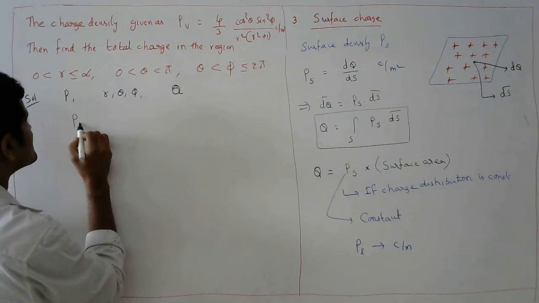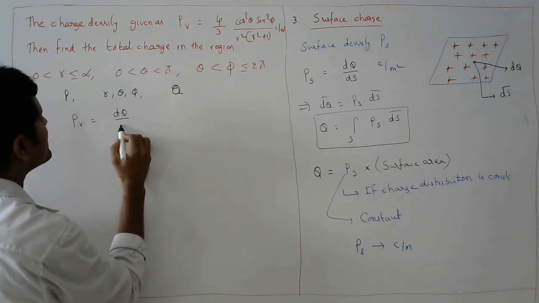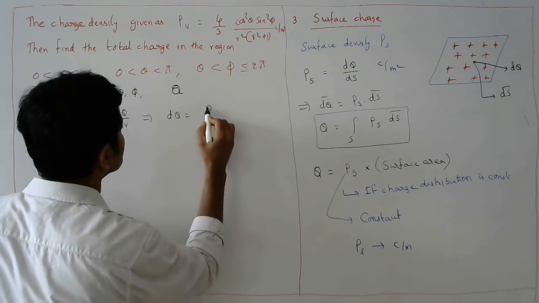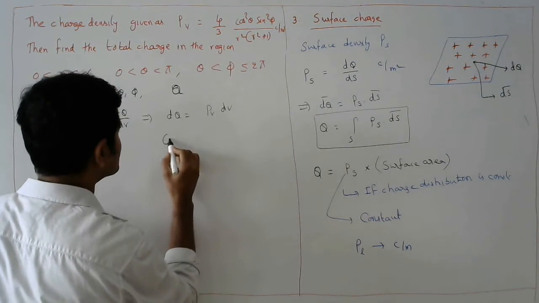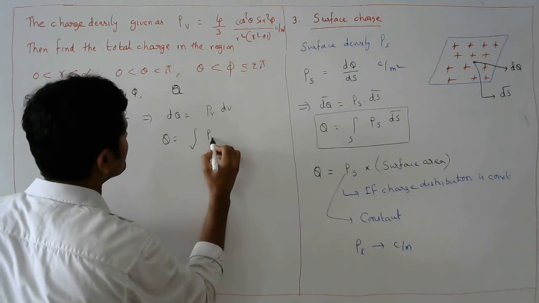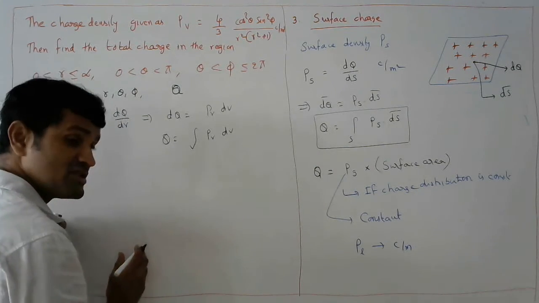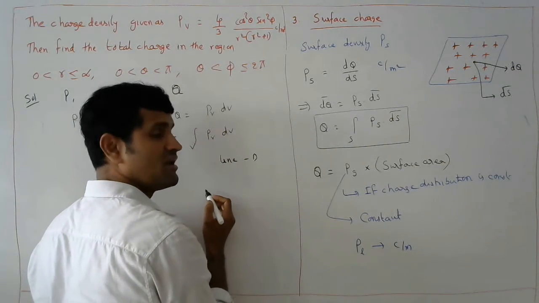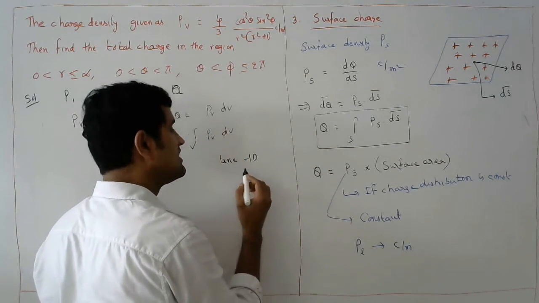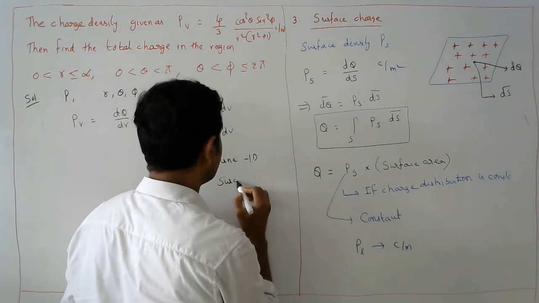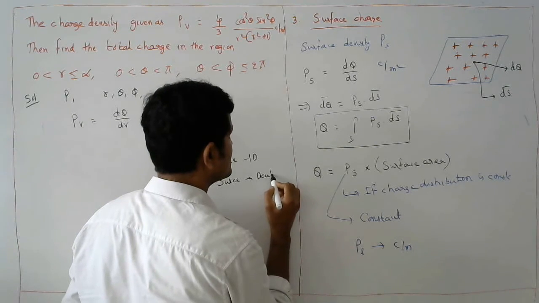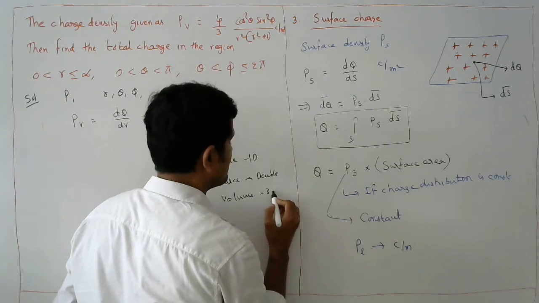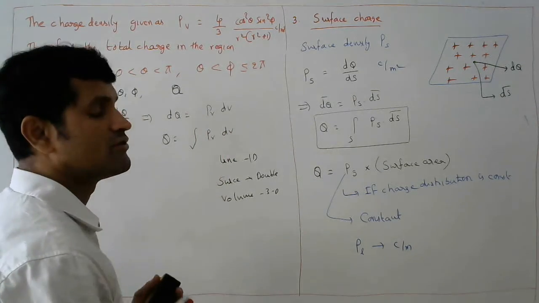How do we define volume charge density? Rho v is equal to dq by dV. So to calculate charge, dq is equal to rho v into dV, and so q is equal to volume integration of rho v into dV. Volume is a three-dimensional figure. A line is one-dimensional, so single integration; surface area is two-dimensional, so double integration; and the volume is three-dimensional, so we have to do triple integration.